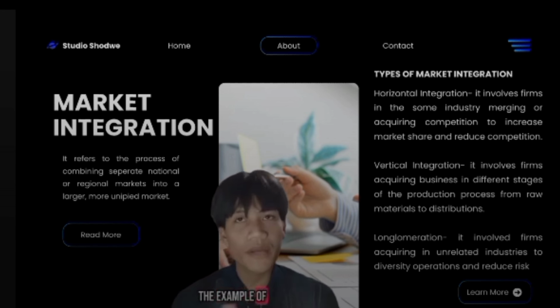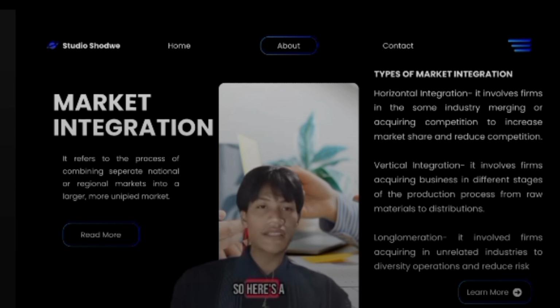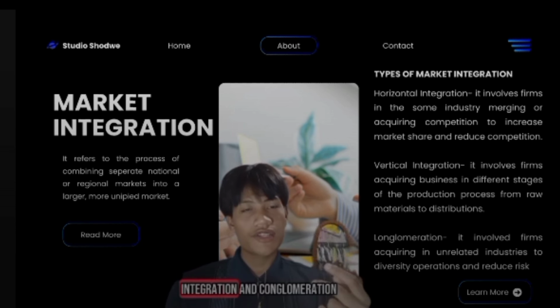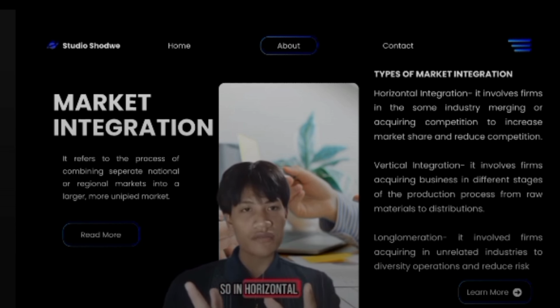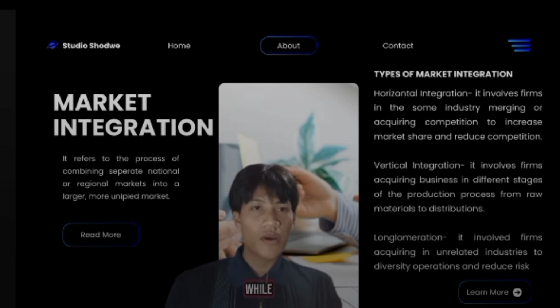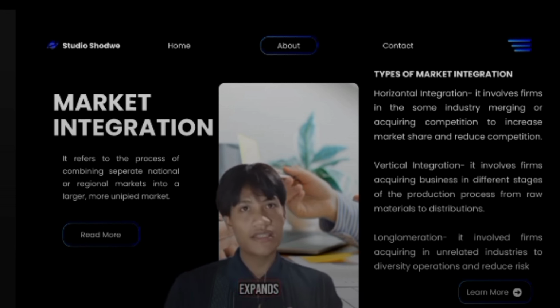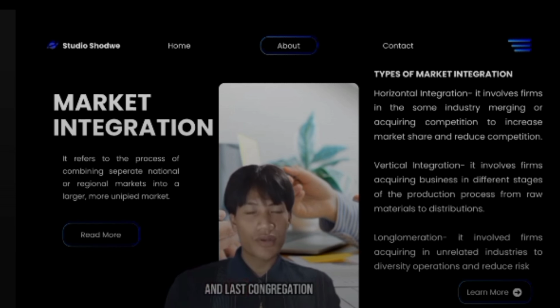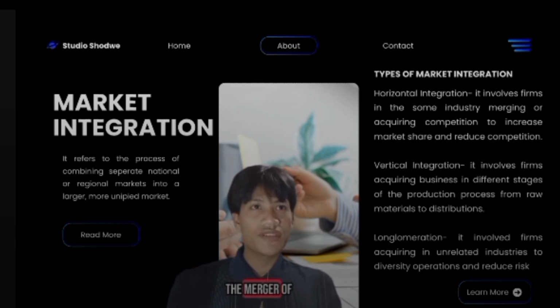One of the examples of market integration is the European Union. So, here are the types of market integration. We have horizontal integration, vertical integration, and conglomeration. In horizontal integration, companies in the same industry merge or acquire each other, while in vertical integration, companies expand through the supply chain from raw material to distribution. And last, conglomeration, companies from different industries merge or acquire each other, diversifying their operations. An example of horizontal integration is the merger of Robinsons Bank and Bank of Commerce.